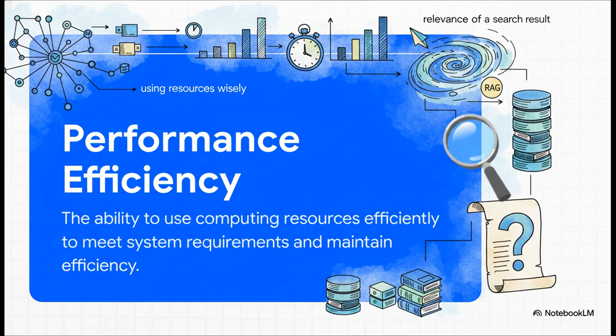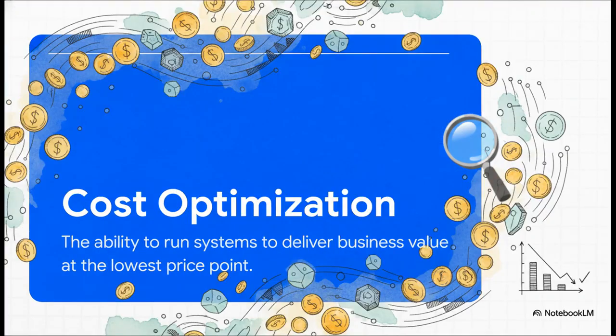Performance efficiency is about using your resources smartly. For GenAI, that means testing your model's performance against real data to make sure it's accurate. It's about optimizing everything from how fast that first word appears to how relevant a search result is in a RAG system. And of course, cost optimization. With a lot of these models, you pay per token. Every single word has a price tag. This pillar is all about making sure your GenAI gold rush doesn't end in bankruptcy. It's about delivering real business value at the lowest cost you possibly can.